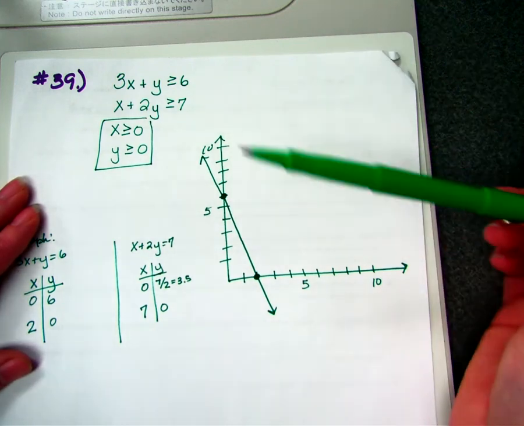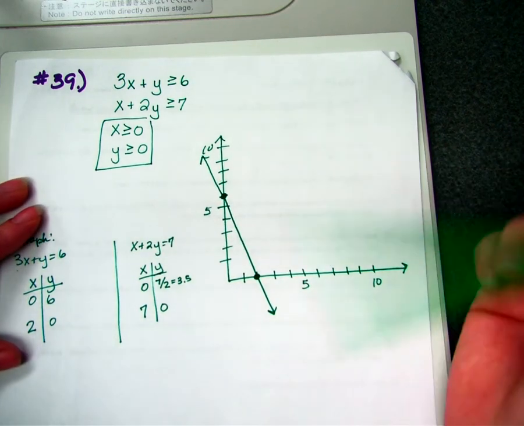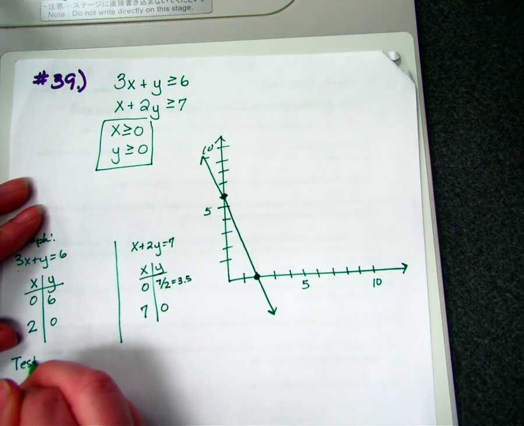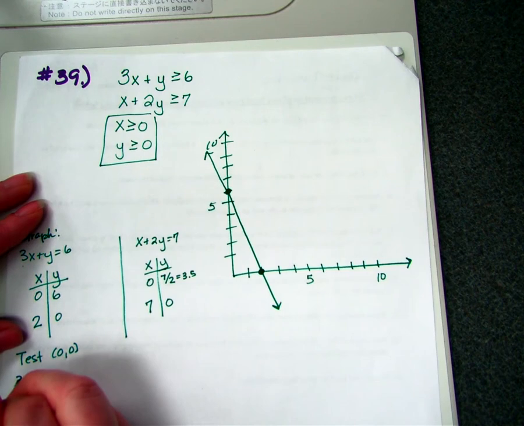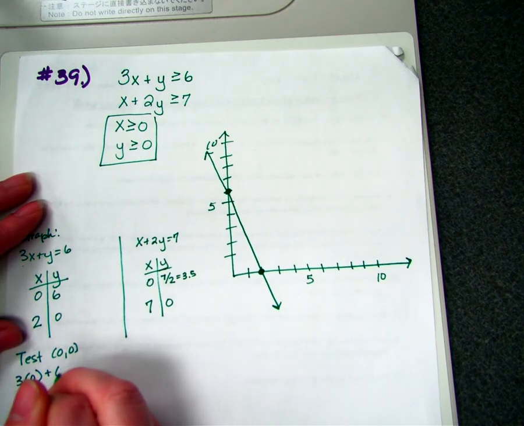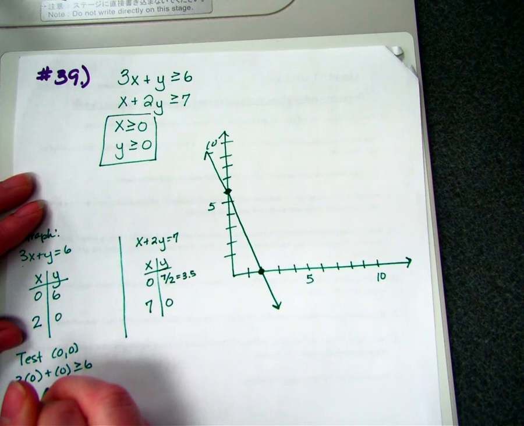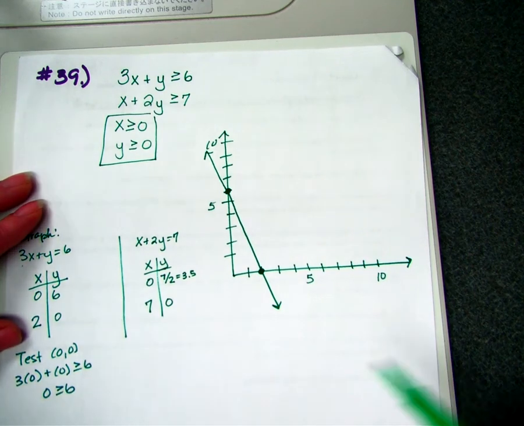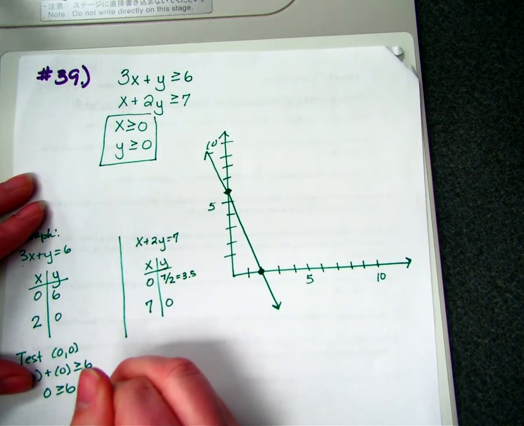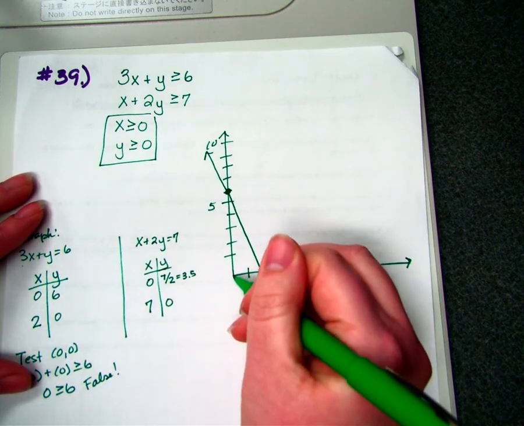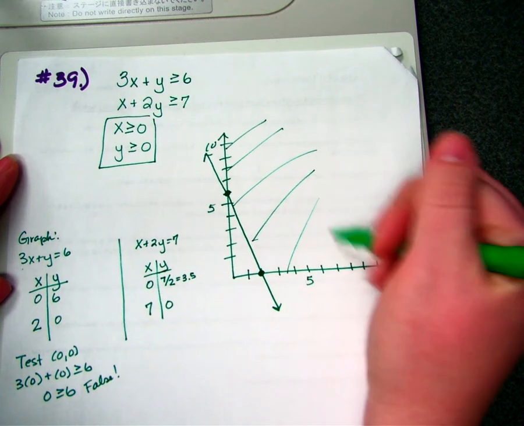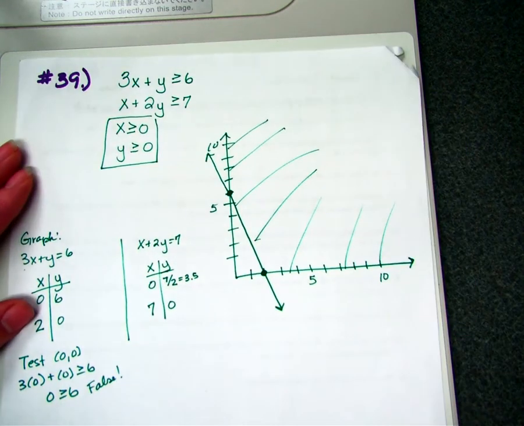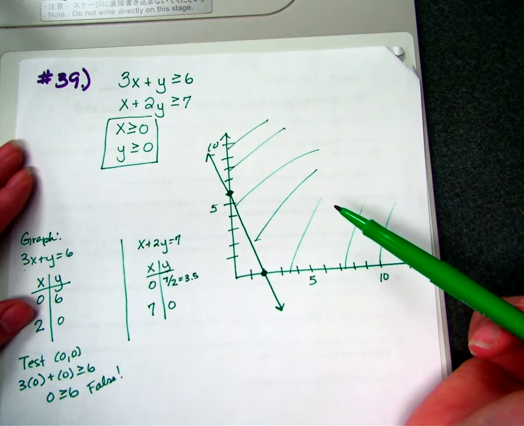So to decide which side of the line has all of the ordered pairs that make this inequality true, I pick a test point. And the easiest one, if you can use it, is 0, 0. So I'm going to test 0, 0 in my first inequality. So plug in that ordered pair. I get 0 is greater than or equal to 6. And this is a false statement. So that means the side of the line that has that ordered pair 0, 0 is not where the solutions to my inequality lie. It's actually up here on top of my line. So this is the area of the graph that makes that first inequality true.